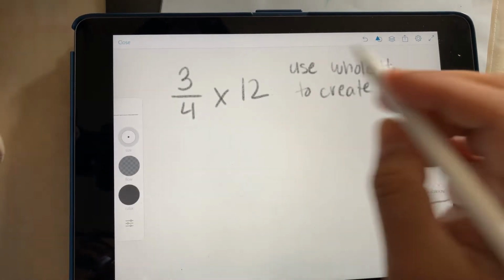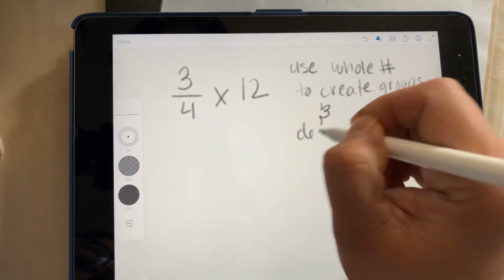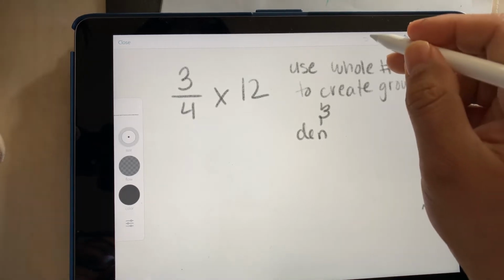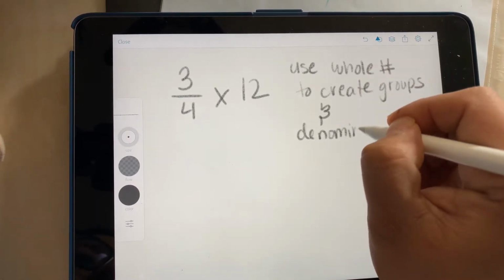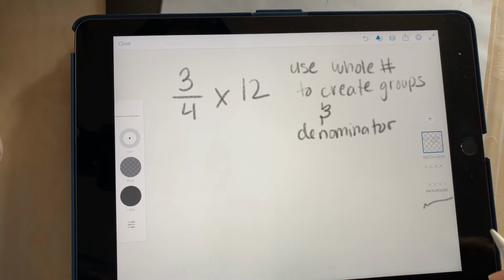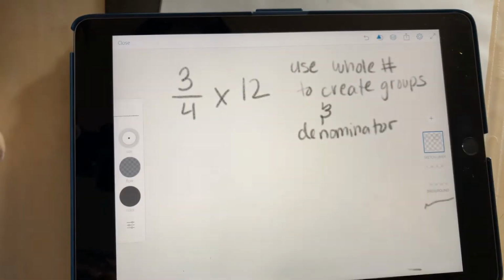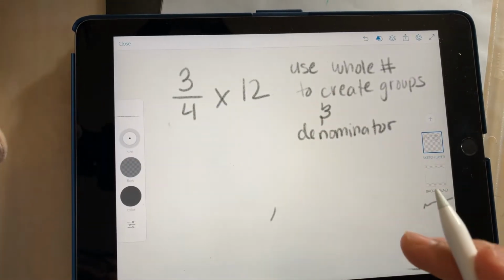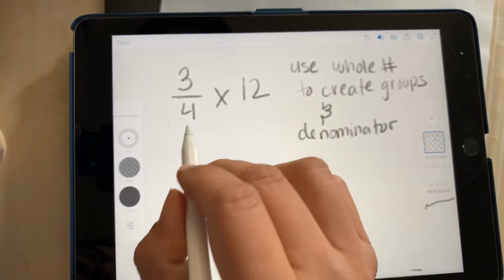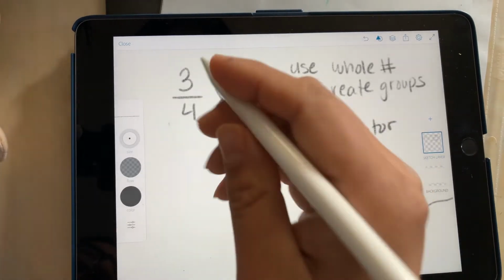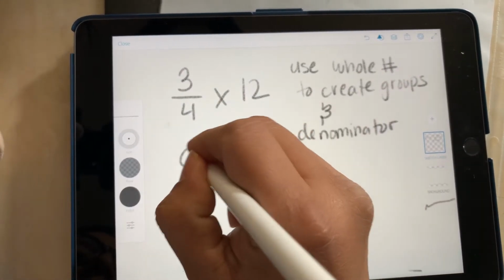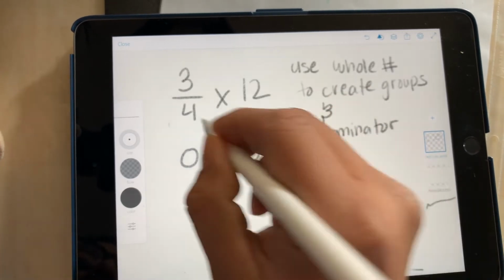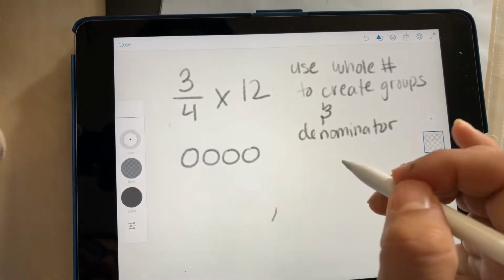And the denominator as well. So what that means is I'm going to use the whole number. I'm going to draw 12 things, but I'm going to use the denominator to put them in groups already. I'm going to use the denominator to keep them organized. I'm just going to go with circles. 1, 2, 3, 4. So I have 4, and I used the denominator 4 to make my group.